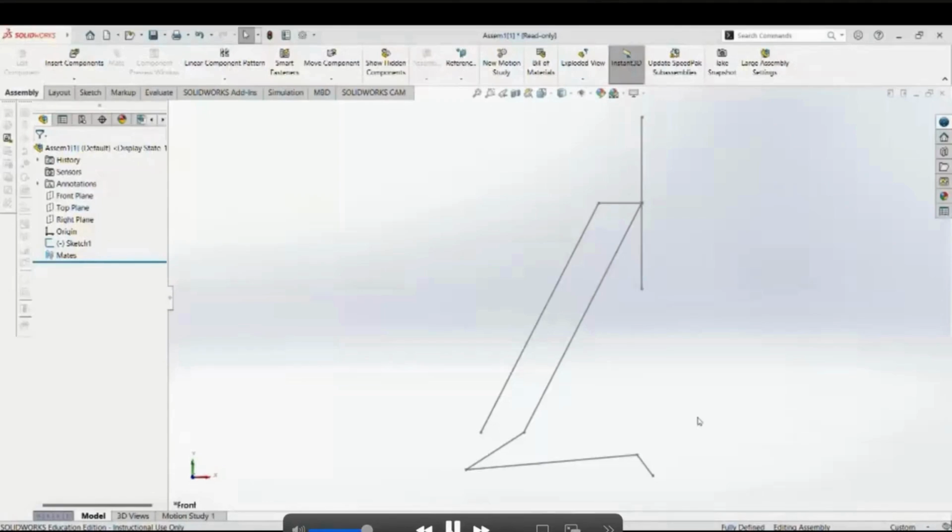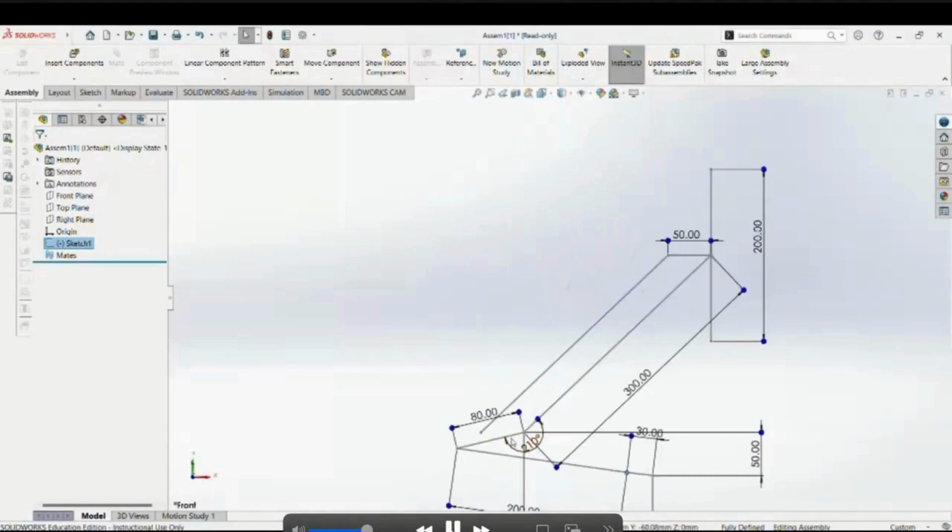So this is our windscreen wiper mechanism that we created using SolidWorks. We will start with a fully defined 2D sketch on the front plane, a closed polygon with all dimensions: 50 mm vertical, 80 mm base, 30-degree and 60-degree angles.